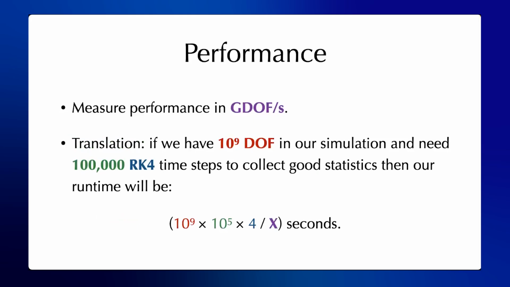Our metric for performance is the same one that you guys use, so I shouldn't have to explain it too much to this audience. It's gigadofs per second. So the translation is you have 10 to the 9 degrees of freedom in your simulation. You need 100,000 RK4 time steps. RK4 is 4 stages per step. Then, as long as you know how many gigadofs per second of compute you have, you can very easily estimate your runtime. So it's quite a nice normalized metric that factors out a lot of different things and doesn't allow you to hide poor serial performance.